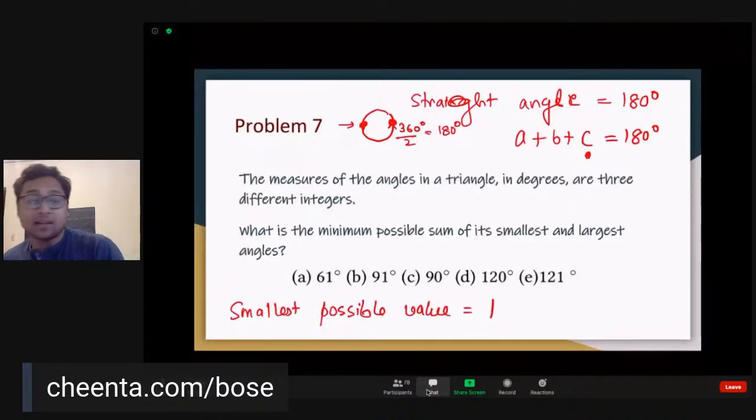Okay, so if it's 1, all right. What is the largest possible value of an angle?